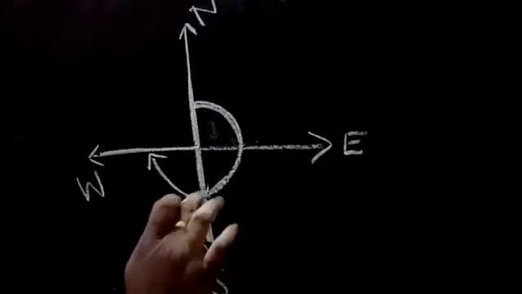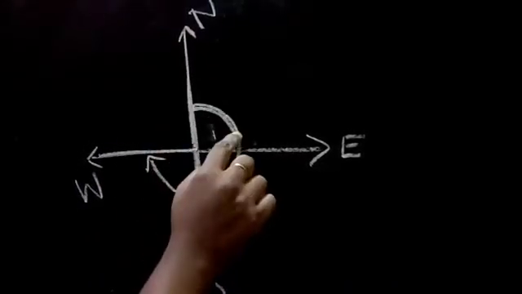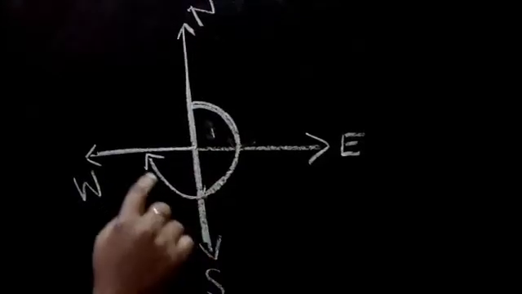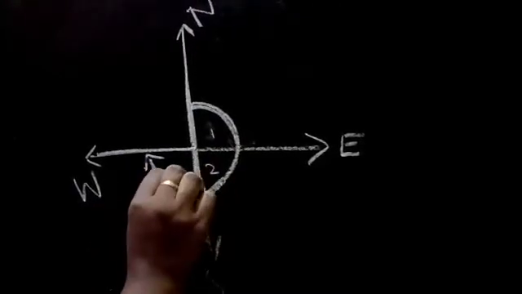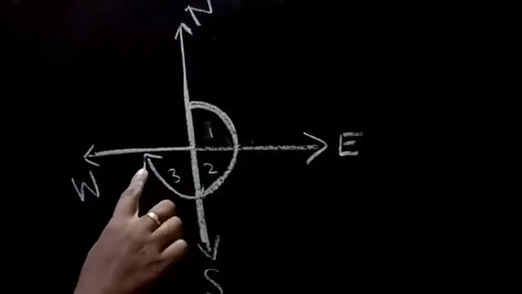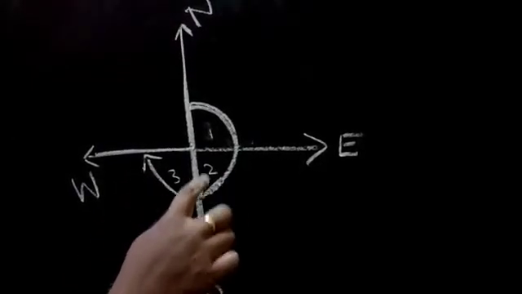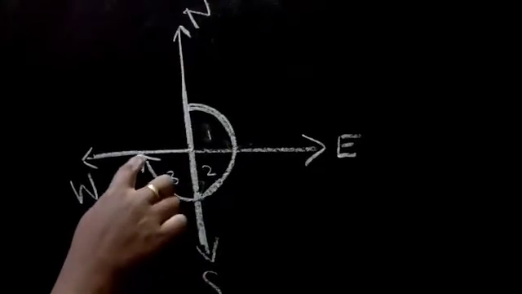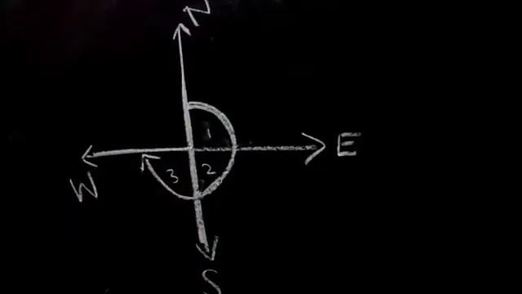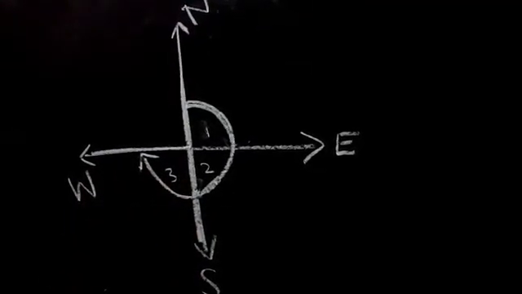So, we have 3 right angle. This is 1 right angle. Second right angle, third right angle. So, we have 3 right angle. So, in this 3 right angle also is called clockwise. We have clockwise. So, we have 3 right angle turn we have taken.